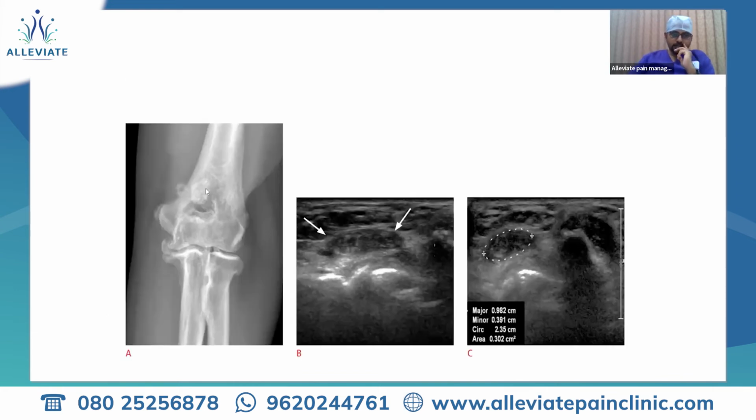So here you can see an X-ray of the elbow with all these osteophytes, arthritis, and loose bodies, which can definitely cause compression. This is the medial epicondyle, so compression of the ulnar nerve over here. And then again, when you evaluate, you see that there is enlargement of the nerve.